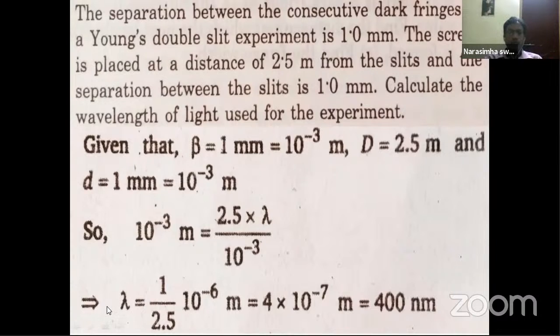So 1 by 2.5 lambda. Take out the lambda here, so this will come to 10 power minus 6. So lambda is equal to 1 by 2.5, which is 4 into 10 power minus 7, so 400 nanometers. This is the wavelength of the incident light ray we use in this experiment. Now we'll move to the next problem.